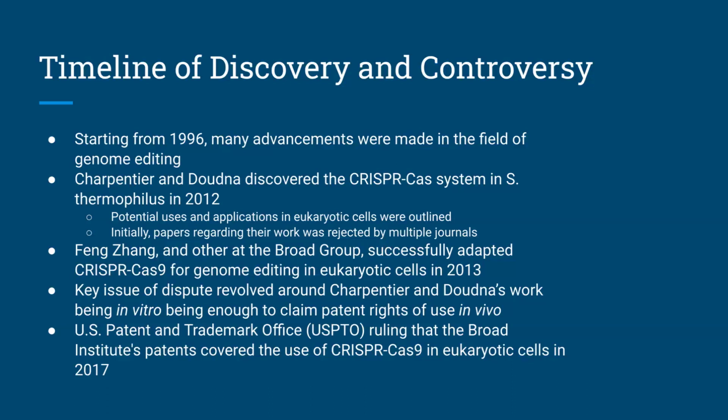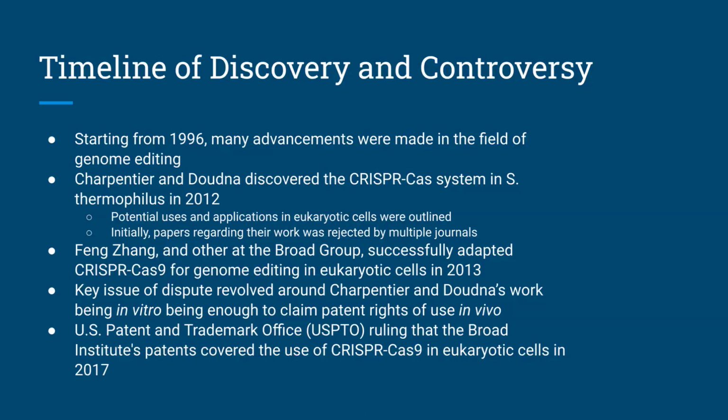And they were recognized with the Nobel Prize in 2020, but that didn't come before Feng Zhang and others at the Broad Institute out in Cambridge successfully adapted CRISPR-Cas9 for genome editing in eukaryotic cells in 2013, which isn't something Charpentier and Doudna exactly did. They worked within the bacteria, but listed uses for eukaryotic cells and the kind of application it can serve. But Feng Zhang was the one that actually did studies in eukaryotic cells and saw results.